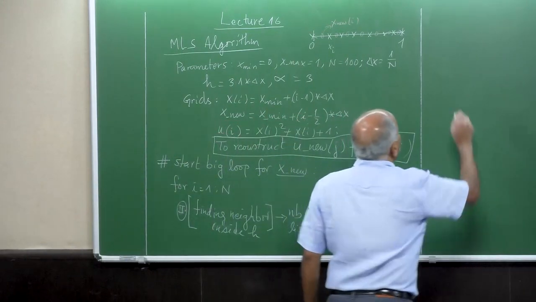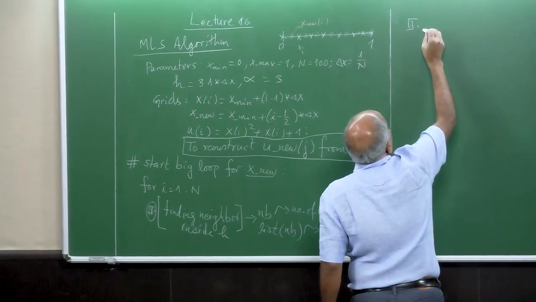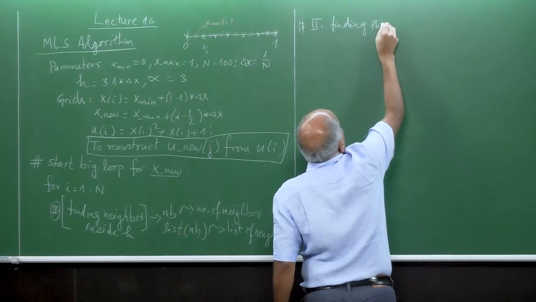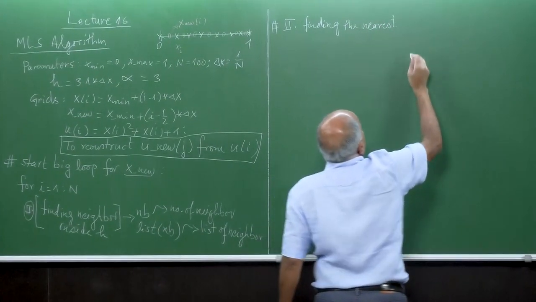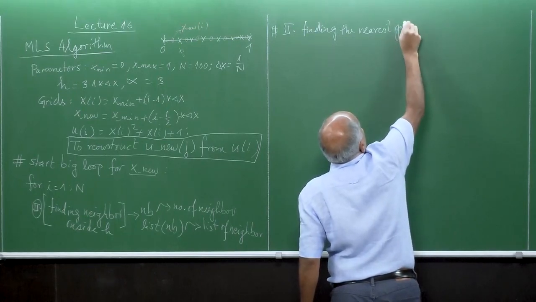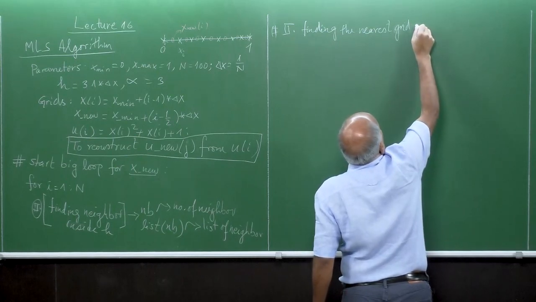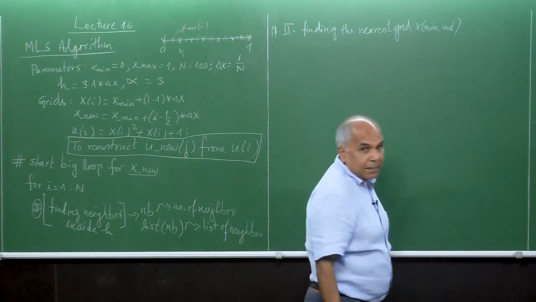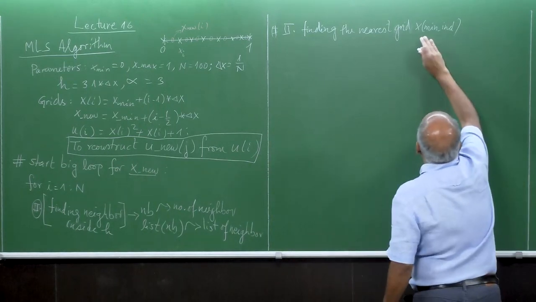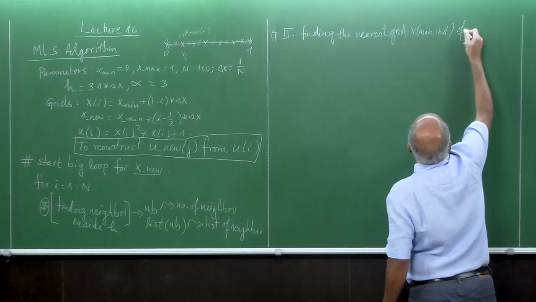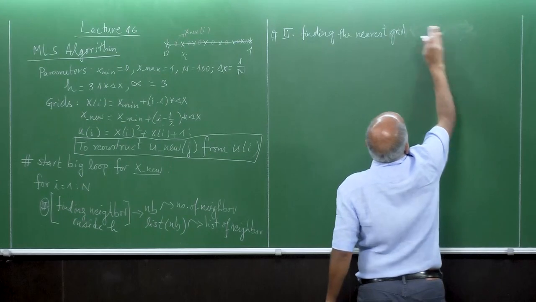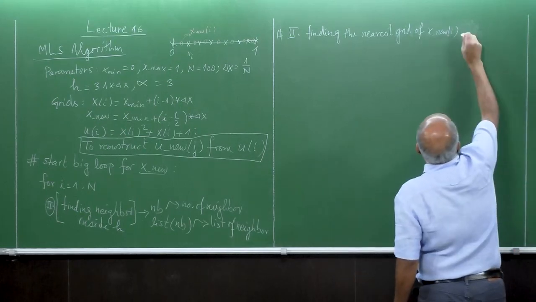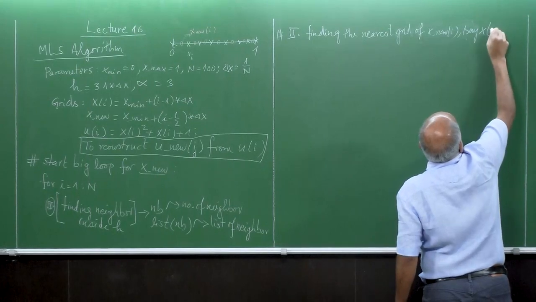In the second part, finding the nearest grid point. So I define as x mean int. So it was x mean I given in the algorithm, x mean int of, so nearest grid of x new of I, say this was x of mean int.